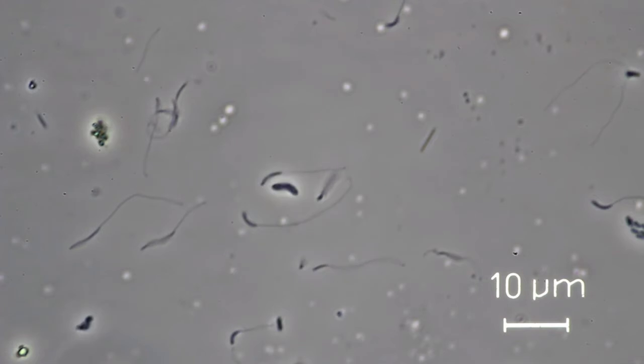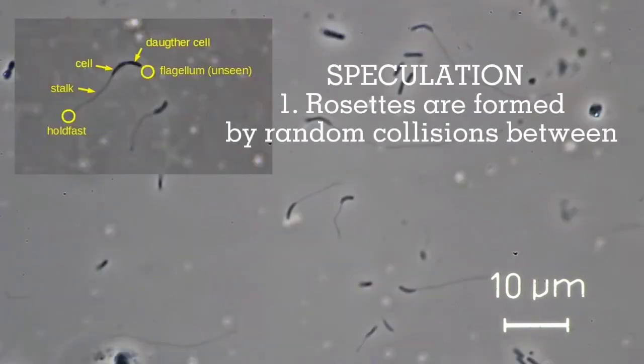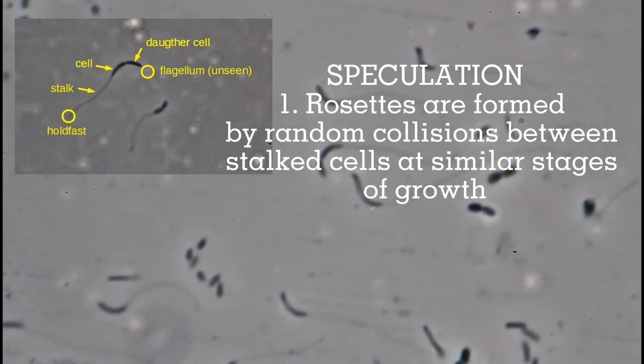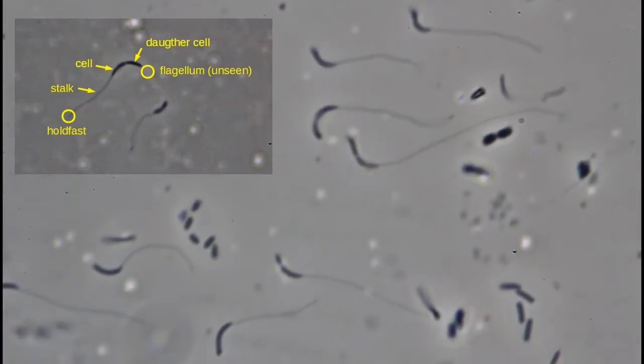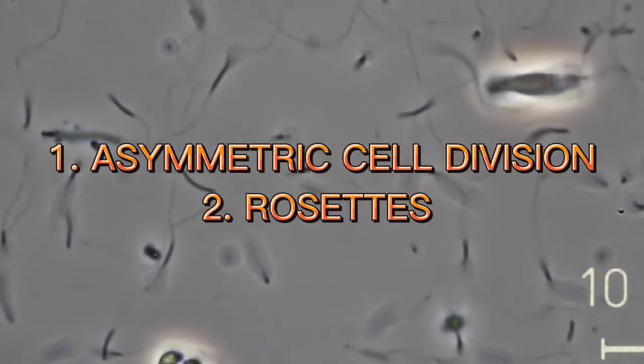In a speculation where these rosettes, the aggregates of sessile stalk cells, are formed by random collisions between stalk cells at similar stages of growth, which attach to a common core through holdfast. So which bacteria has an asymmetric cell division and uses rosettes to study its mechanical properties and mechanisms of adhesion?